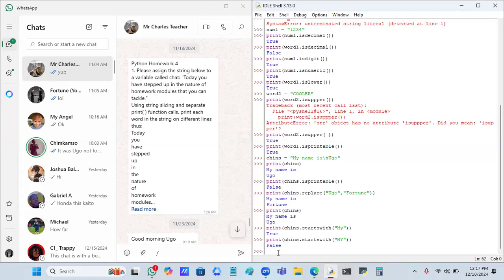Okay. Returns true if the string ends with the specified value in its argument. Perfect. Do both print string. Try do both the true and false one. Sure, yes.